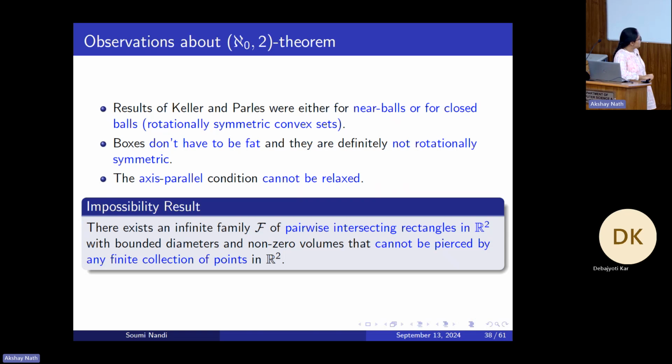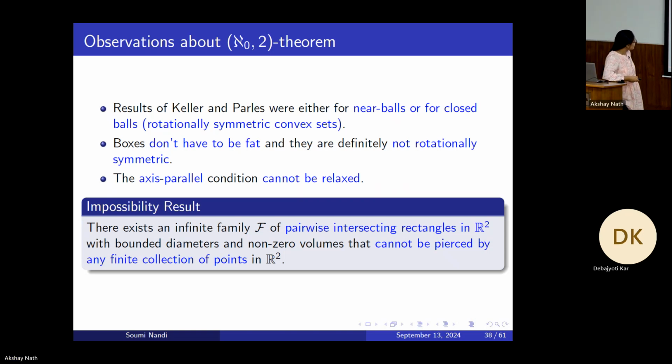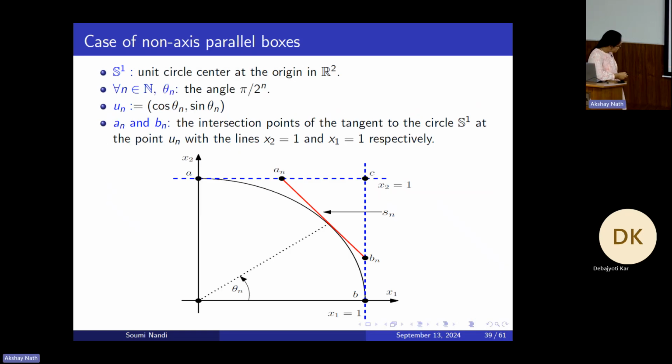So we can show that we have a family of rectangles. The rectangles are not axis parallel, but they are pairwise intersecting, but they cannot be pierced by any finite number of points. Here, we are considering this quadrant of a unit circle. So theta n is an angle pi by 2 to the power n, and n is any natural number. This point I am taking as un, and at un I am drawing the tangent to the circle.